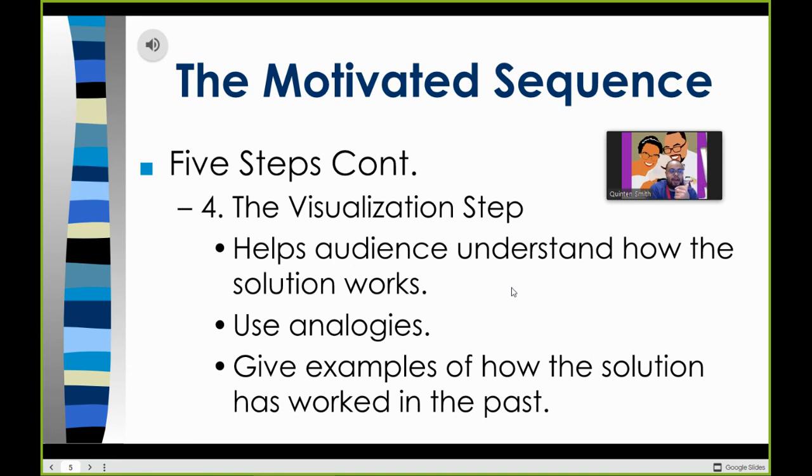You help the audience understand how the solution works. You use analogies, and you give examples of how the solution has worked in the past. So meet John. He used to think that there was no such thing as spaghetti and meatballs, but now after trying this brand new cooking thing.